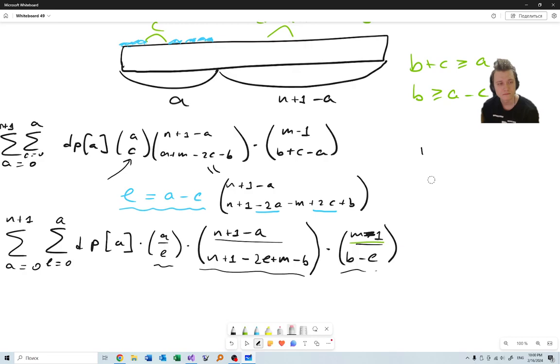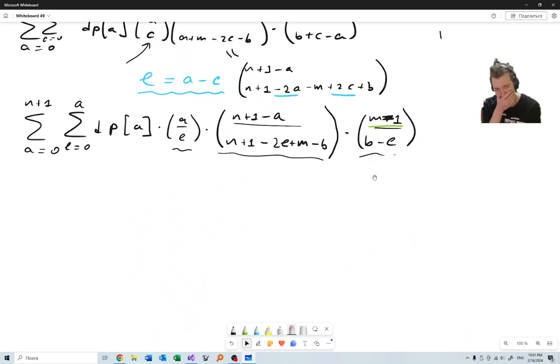Okay, maybe we need to consider exponential power series of this thing. Do we need to consider exponential power series? No, I don't like it. We will not. Or will we? Maybe we will, because I don't know. Let's rewrite it in terms of factorials.